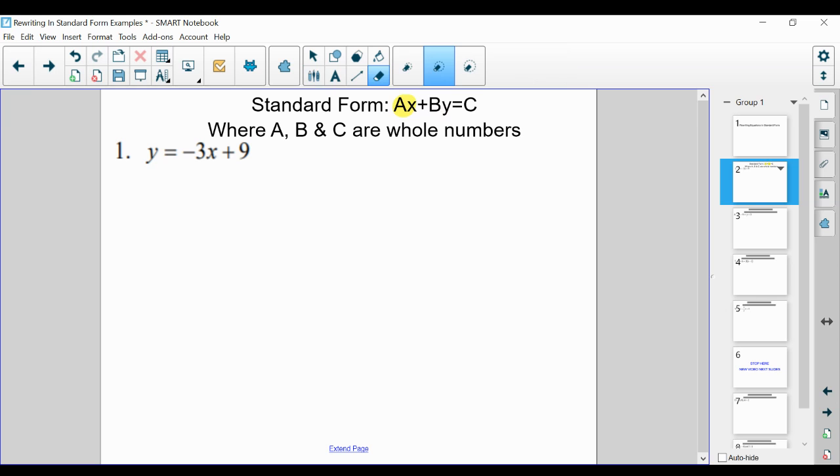Let me actually change colors for you real quick. If we look at our equation, our x term is not on the same side of that equal sign as our y term. So we have to move our x term over to the other side. And we're going to be using the same general ideas that we have been using with moving and combining like terms on both sides of the equal sign.